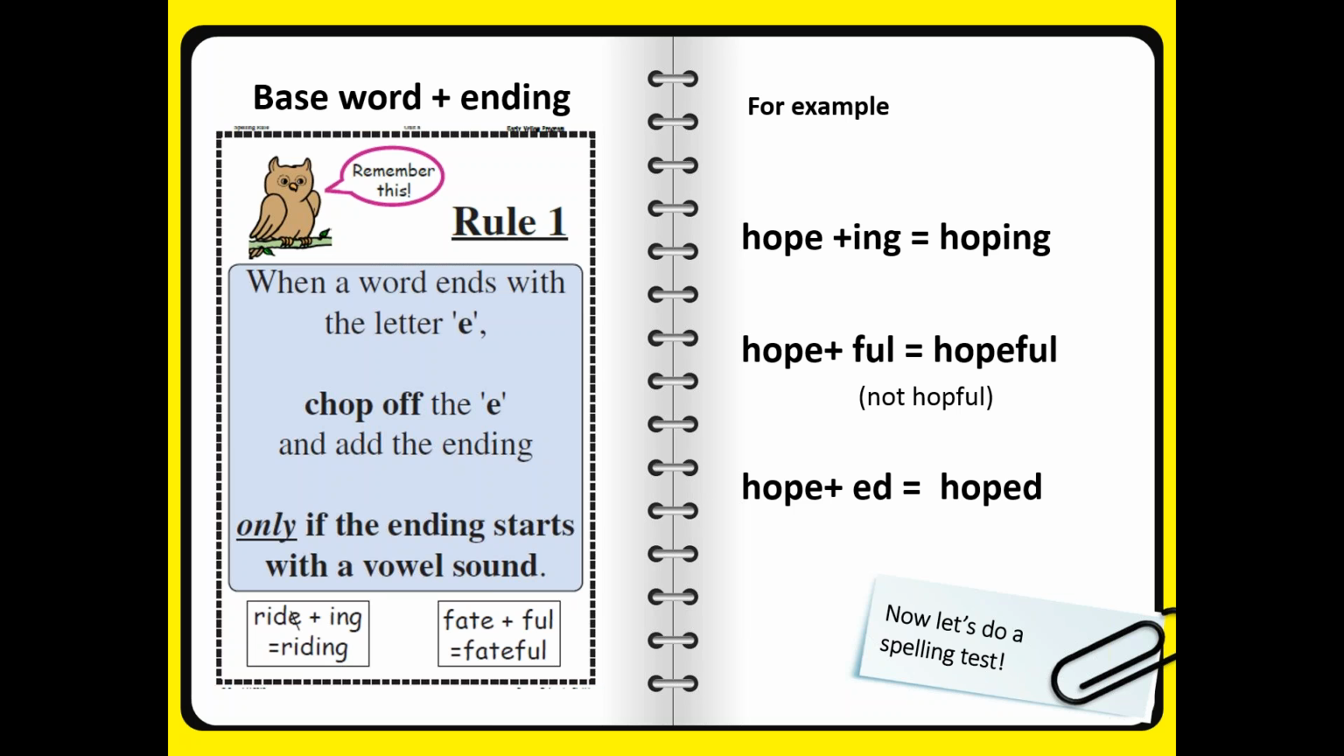So in the example hope-ing, we do chop off the E because the ing ending starts with a vowel. In the example hopeful, we don't chop off the E because the ending starts with a consonant. This ensures that students aren't unnecessarily chopping off letters that they don't need to. They can refer to the rule instead.